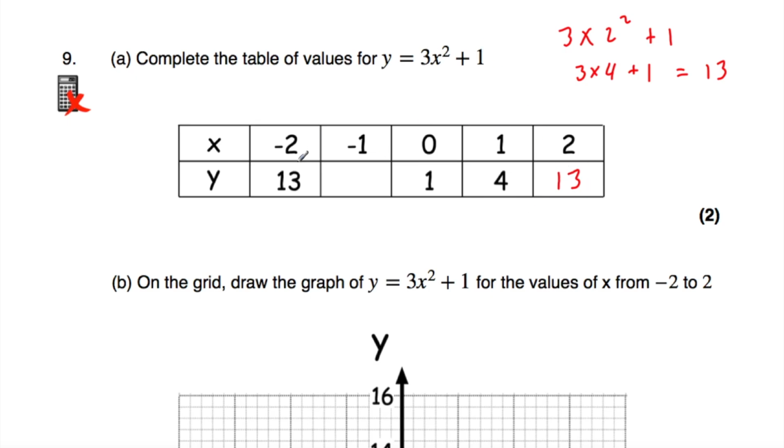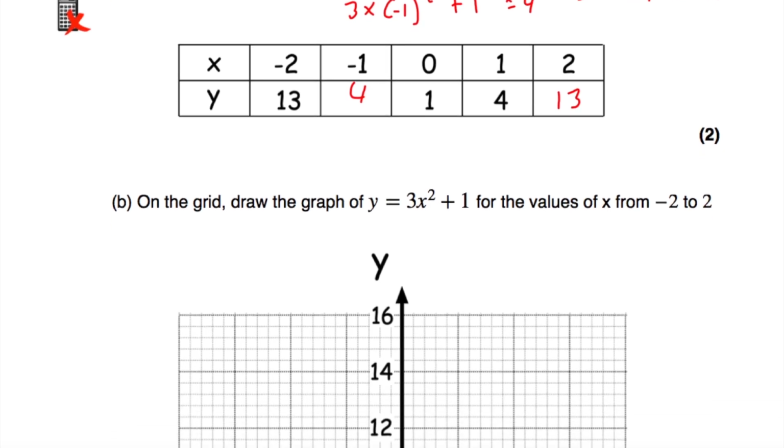And then looking at this, if we've got 13 here and here, if this is 4, then this should be 4. So let's work that out. So if x is equal to negative 1, we'd have 3 multiplied by negative 1 squared plus 1. Negative 1 squared is negative 1 times negative 1, which is 1, times 3 is equal to 3, plus 1 is equal to 4. So it would be equal to 4. And that's it. So we've worked out those missing values.